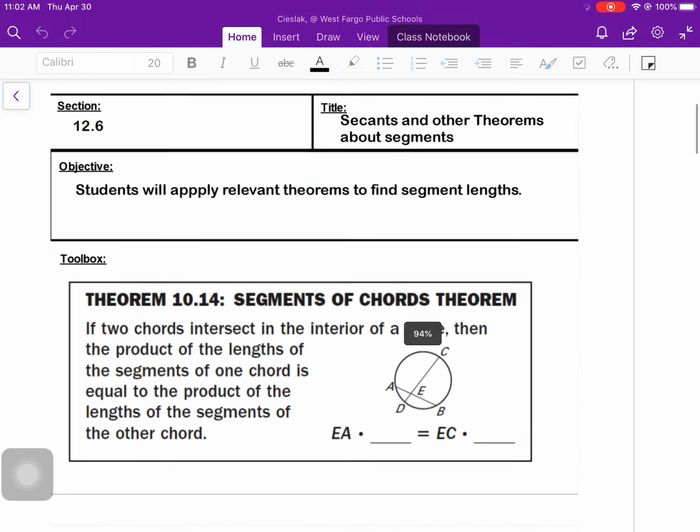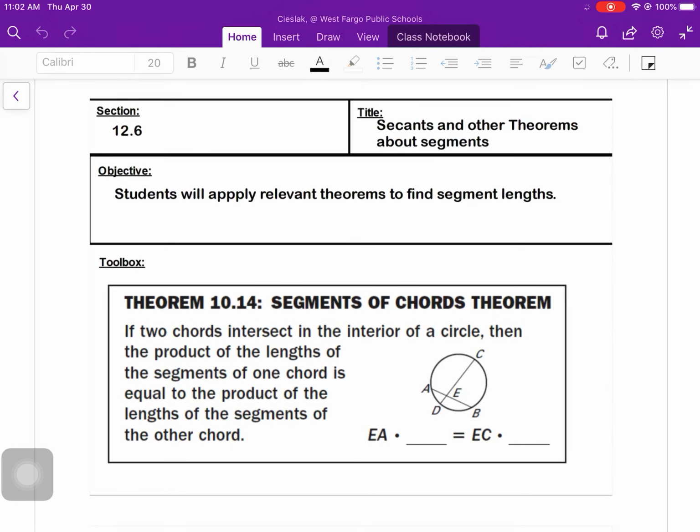All right, ladies and gentlemen, last video for the week. We are on what I consider section 12.6, and this is going to be on secants and then a couple other special theorems involving segments and circles.